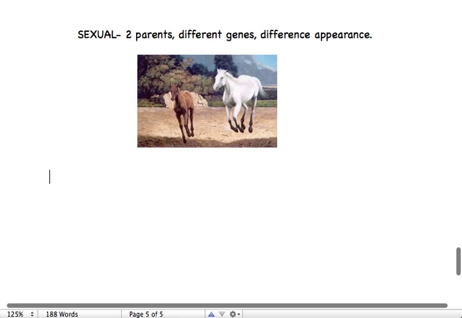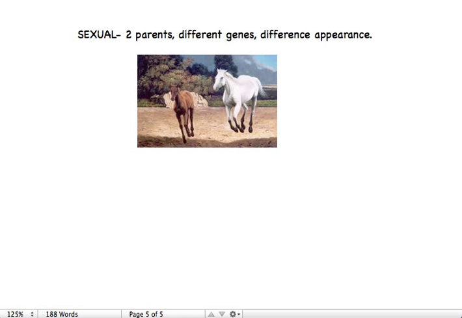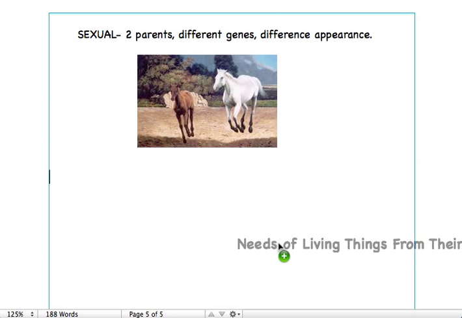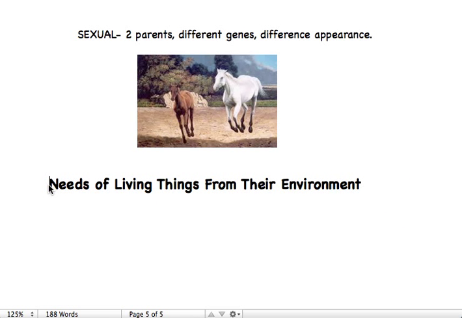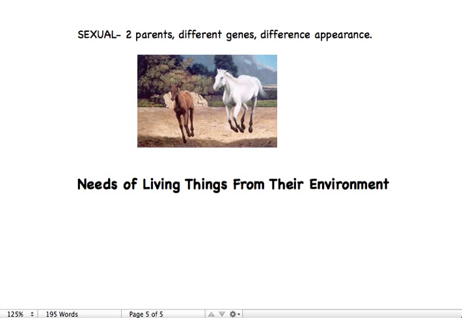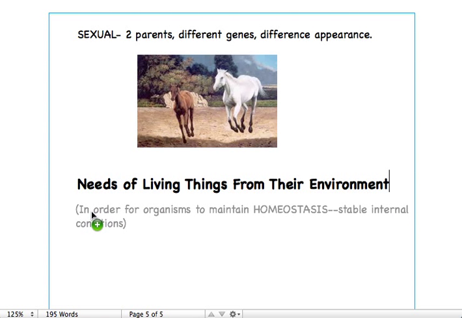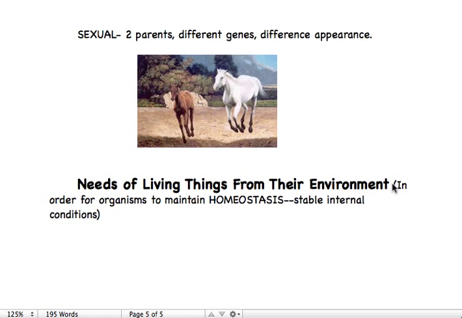Okay, so now that we have the characteristics of living things, you can see up in your essential question box, the second essential question is what environmental conditions are necessary to sustain life? So now we need to look at needs of living things from their environment in order for organisms to maintain homeostasis, which sounds really complicated, but all it means is that in order for an organism to maintain stable internal conditions.